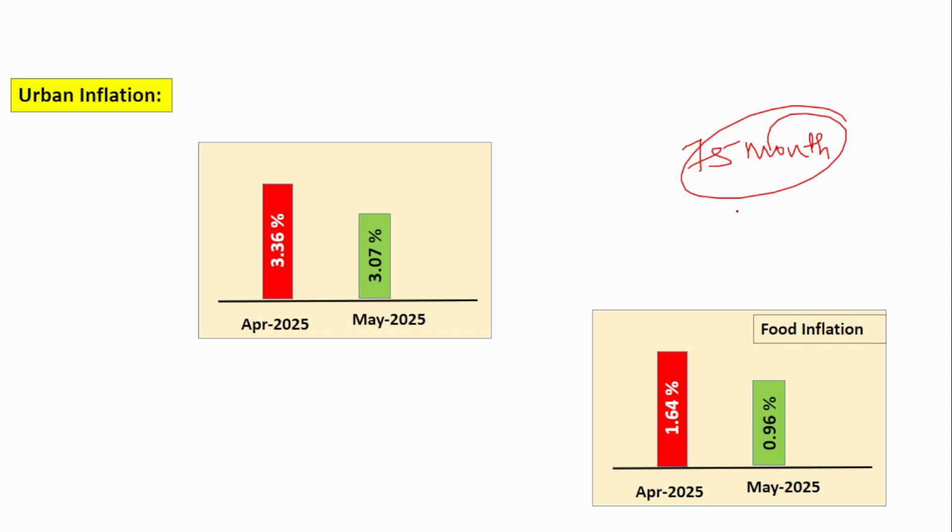Okay, and the food inflation has also come down, that is, it is the lowest since October 2021. Rural and urban inflation both have come down, and the main contribution to rural and urban inflation going down is again food inflation.